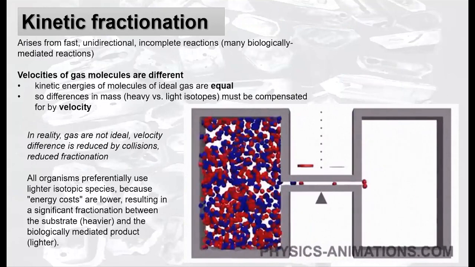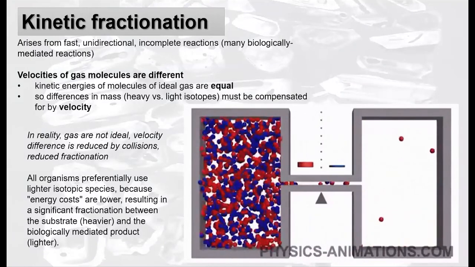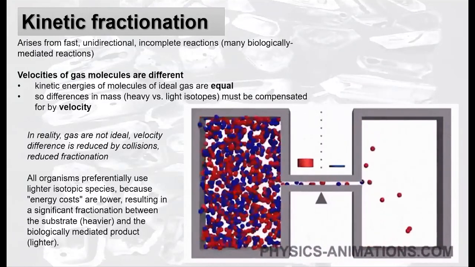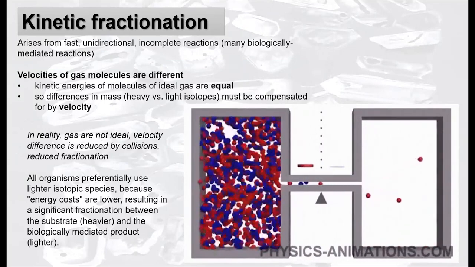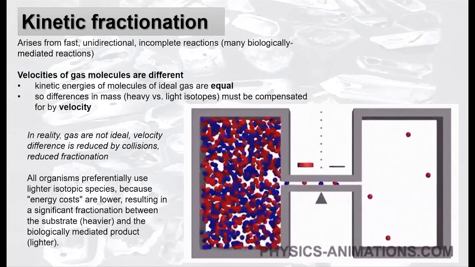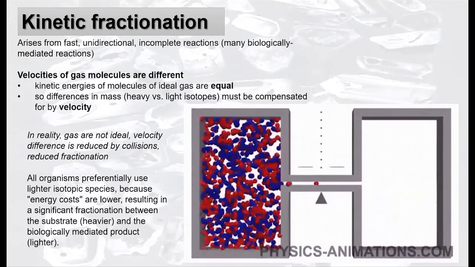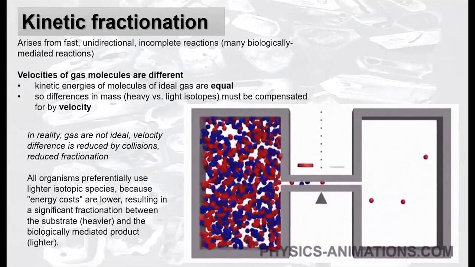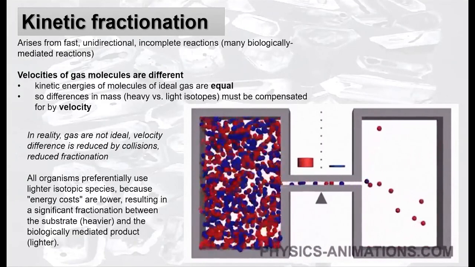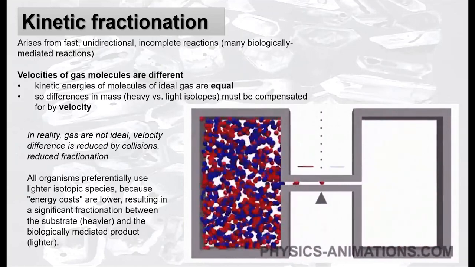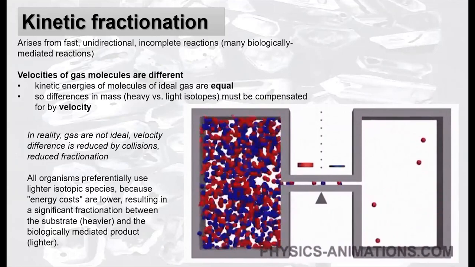So kinetic fractionation occurs because of the kinetic energy of the molecules basically needing to be maintained. So a heavier isotopic mass will move slower relative to a lighter isotopic mass because they need to maintain the same amount of kinetic energy under gas laws. So these are the sorts of processes that occur in biologically mediated reactions. So the lighter isotope will typically be incorporated into biological products over the heavier isotope.